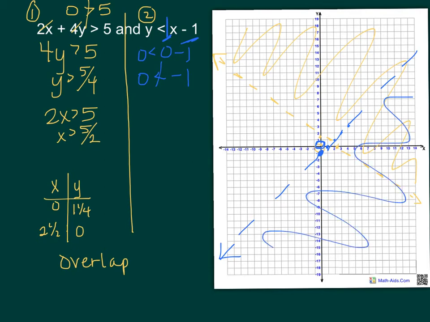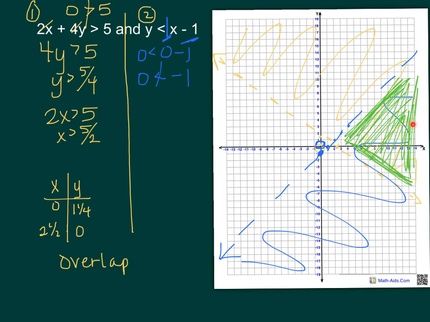Once again, I'm going to shade it, but I'm going to shade it lightly and not so seriously. Your answer is where those shadings overlap. In other words, your answer is right here in this itty-bitty triangle. What does that mean? It means every one of these points in this teeny tiny triangle will work in this equation and in this equation, both. It'll work in both of those equations if you would plug it in. So your solution is every one of these.